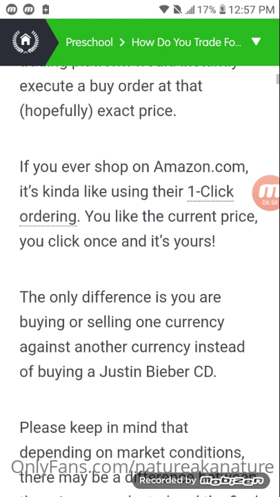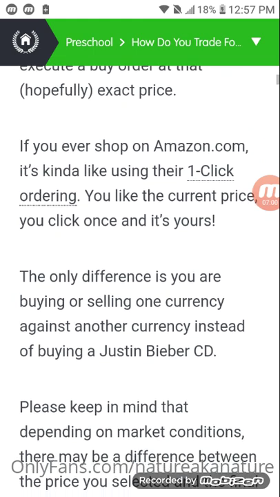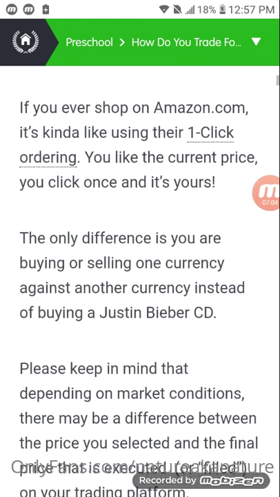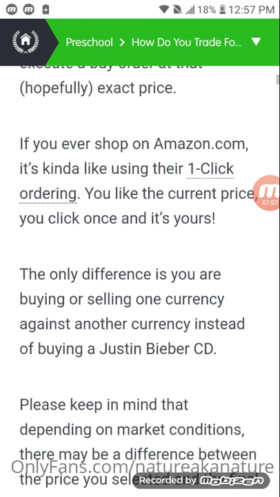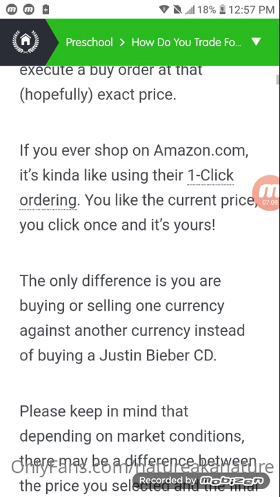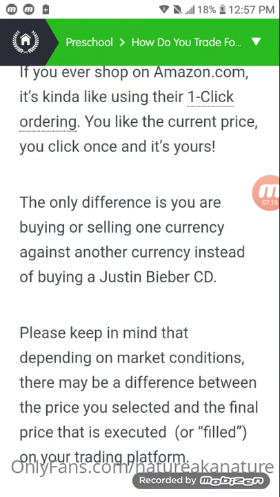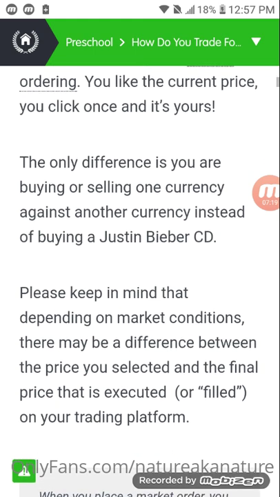Okay, the only difference is that you're buying and selling one currency against another currency, instead of buying Justin Bieber CDs. Okay, so you're buying and selling one currency against another currency. That's what you're doing. Once you click it, it's yours. Once you click it once, it's yours. So please keep that in mind.